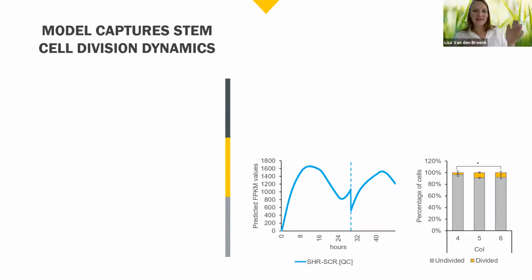So besides looking at these concentrations of proteins, we can also look at stem cell division dynamics, and specifically QC and CEI. So for the QC, we found a division at 5 days and 5 hours, highlighted here with this dotted line. That's the result of a fine balance between a low SHORT-ROOT SCARECROW complex and low expression of WOX5. We could also see an increase of QC divisions in the 5- and 6-day-old roots compared to the 4-day-old roots.